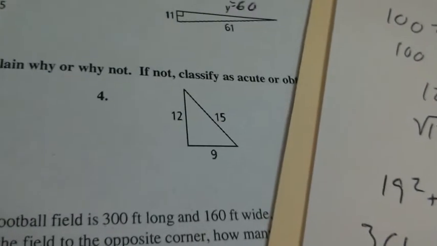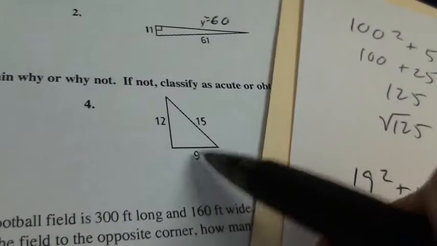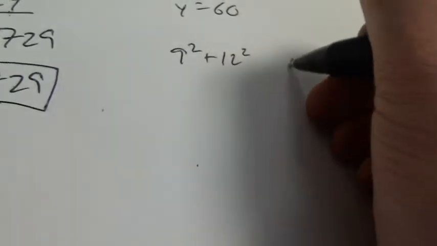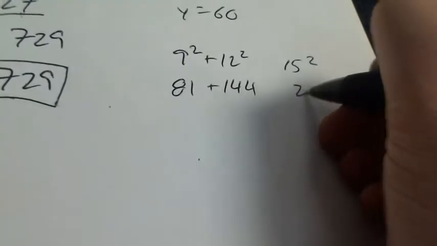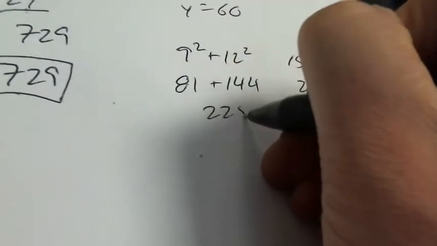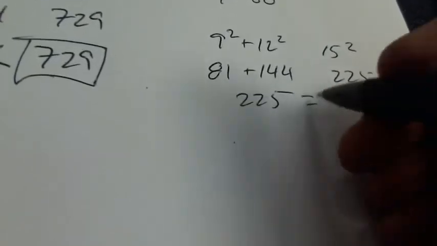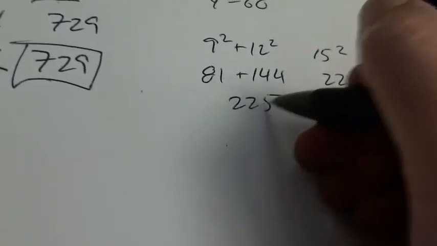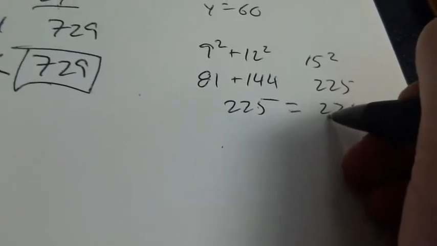Next one up. 9 squared plus 12 squared versus 15 squared. Are these two squared together greater than this, less than this, or equal to this? 9 squared plus 12 squared, 15 squared, 81, 144, 225. It's actually equal to, so that means this is a right triangle. If the hypotenuse was greater, it would have been obtuse. If the hypotenuse was less than, it would be acute. Right.